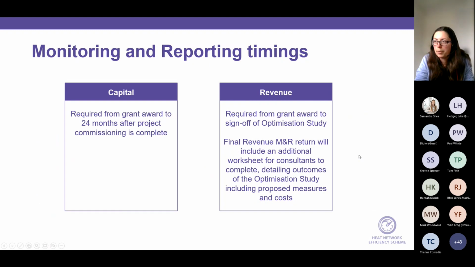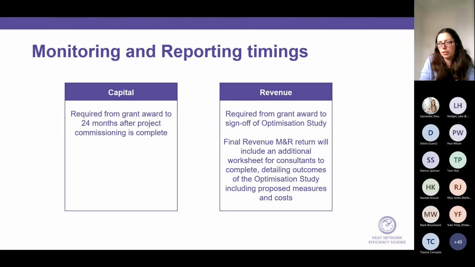And in terms of timing, so from a capital perspective, they are required to be submitted from the month after grant award through to 24 months after the project commissioning is complete. So obviously, while the project is being commissioned and the work is happening, we want to have the information on how the project is progressing and also any sort of early benefits that may have been realised as the project progresses. But then we also want to have 24 months of monitoring once the project has been completed so that we can see we've got enough evidence to demonstrate the improvements that have been made.